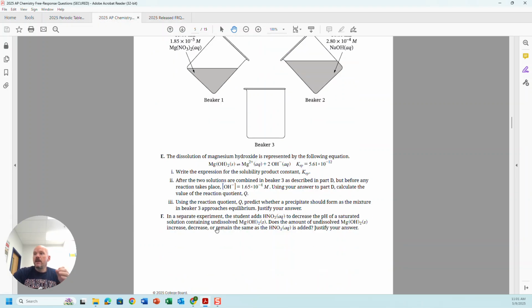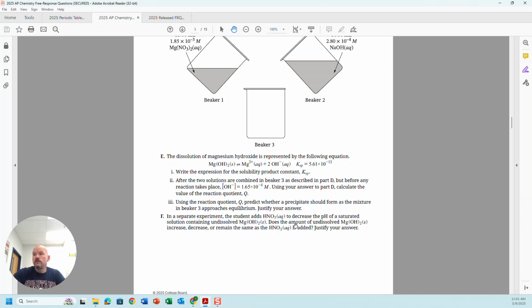Then we get to part F. In a separate experiment, the student adds some nitric acid to decrease the pH of the saturated solution containing undissolved solid magnesium hydroxide. Does this addition change the amount of undissolved magnesium hydroxide? Meaning, does adding the nitric acid cause more of the magnesium hydroxide to dissolve? And the answer is yes.